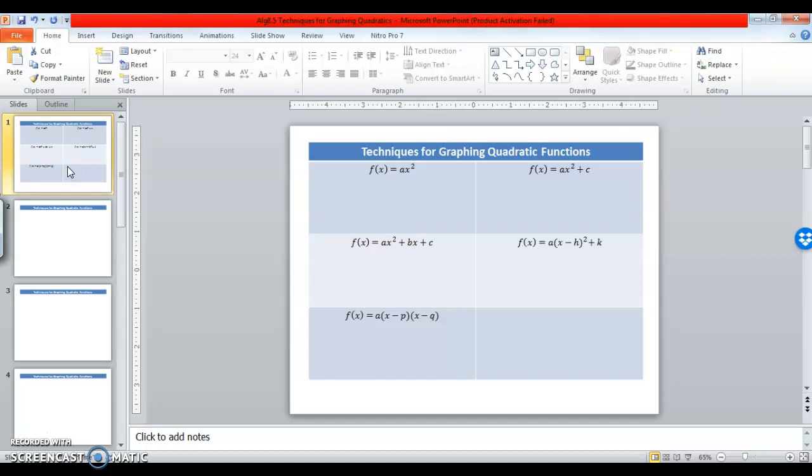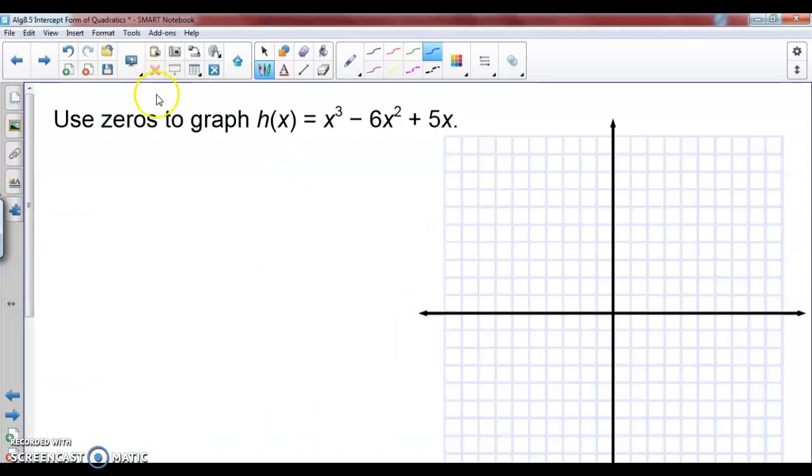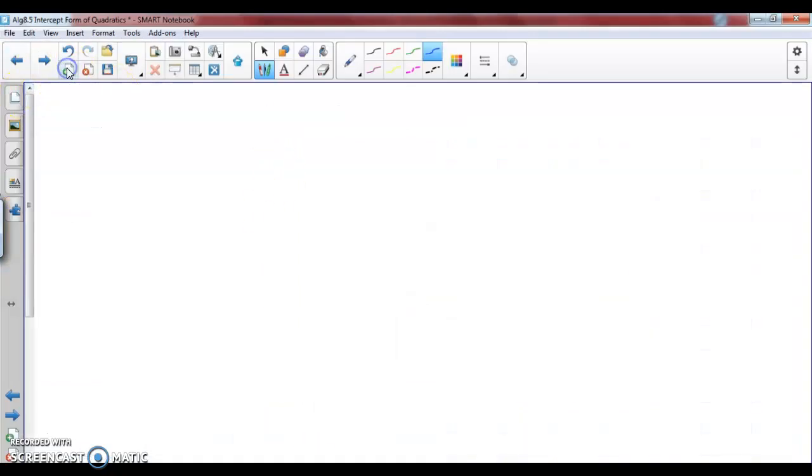Here is a graphic organizer that you could use to summarize the techniques for graphing quadratic functions. Make your own copy so you can write down notes as we go along. I'm going to discuss the different types of quadratic functions one by one. And to begin with, let's review the parent function.